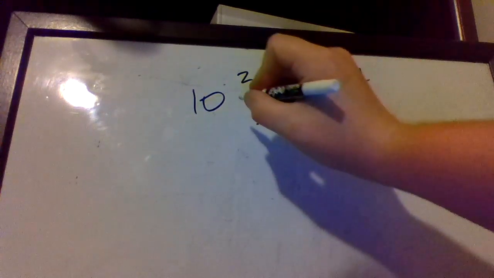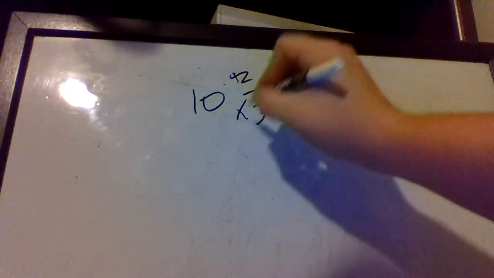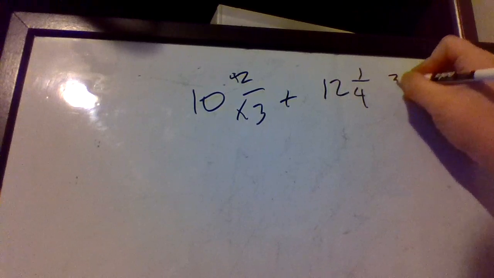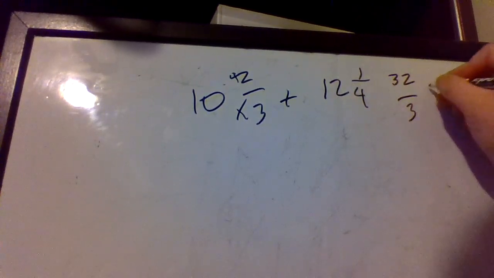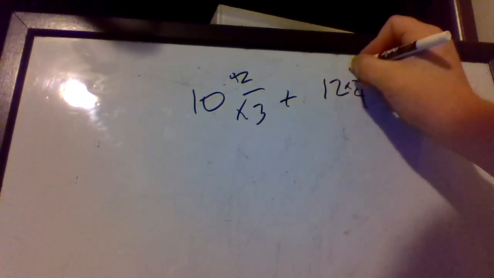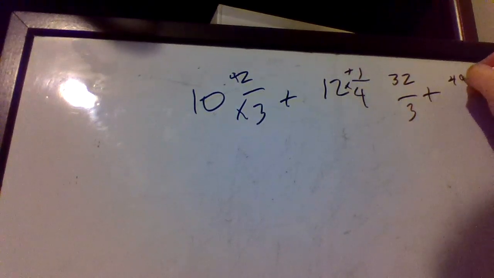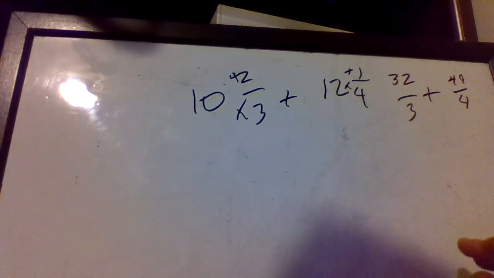First, we're going to make these into improper fractions. 3 times 10 is 30. And 30 plus 2 is 32. So 32 over 3. Plus 4 times 12 is 48. Plus 1 is 49. 49 over 4. Alright, so now we've converted these into improper fractions.